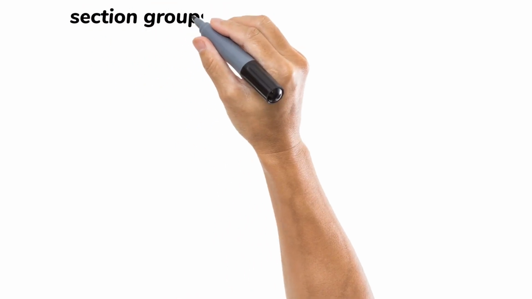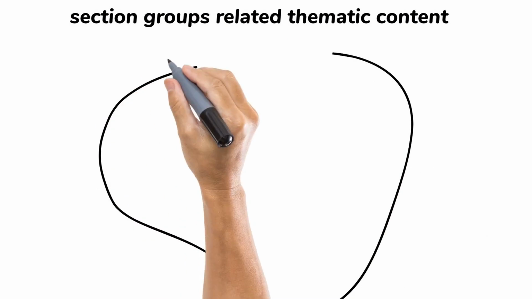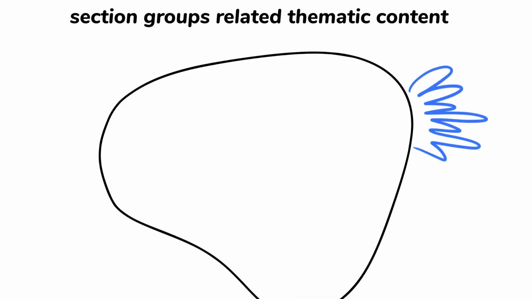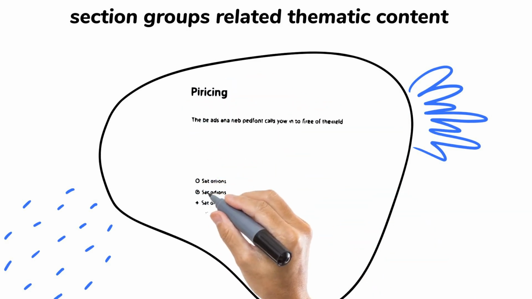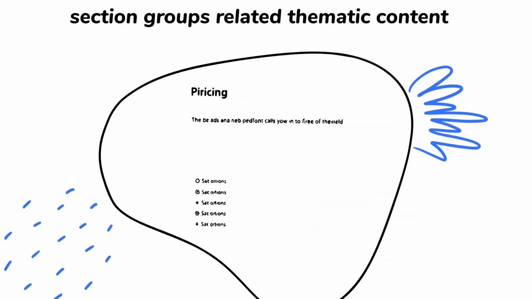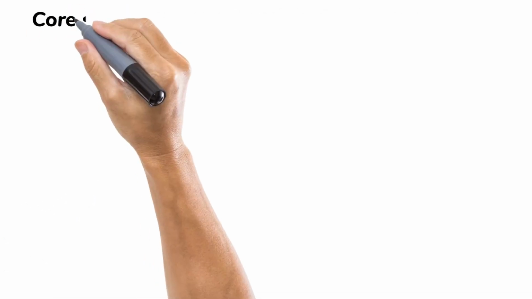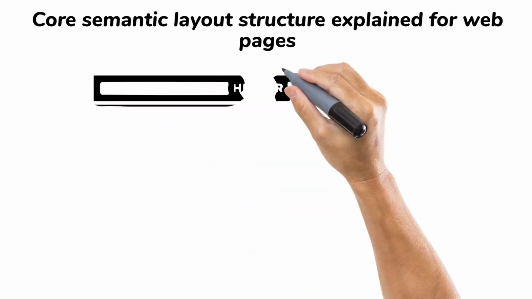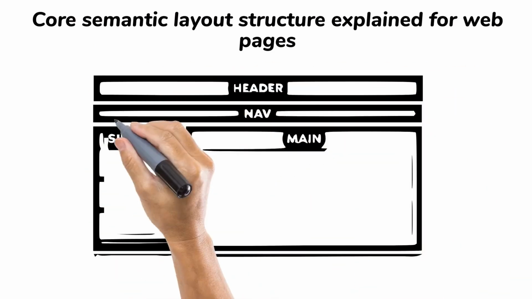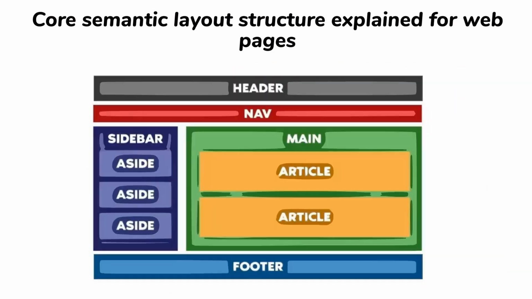A section is a thematic group of content, basically a chunk of the page that belongs together. A good test: if you'd give it a heading, it could be a section. Example: section, pricing, choose a plan that fits you. If you remember only one thing from this video, remember this typical structure: body, header, main, section, footer.